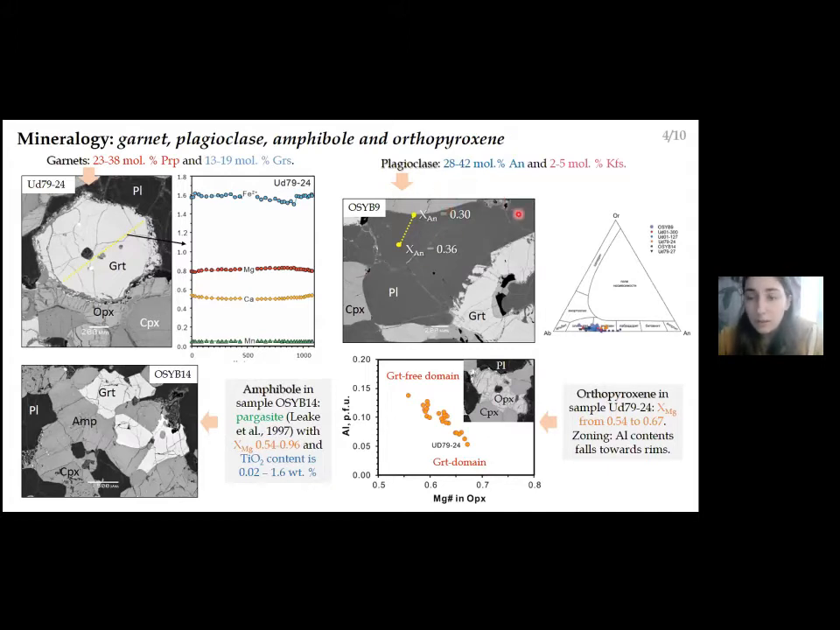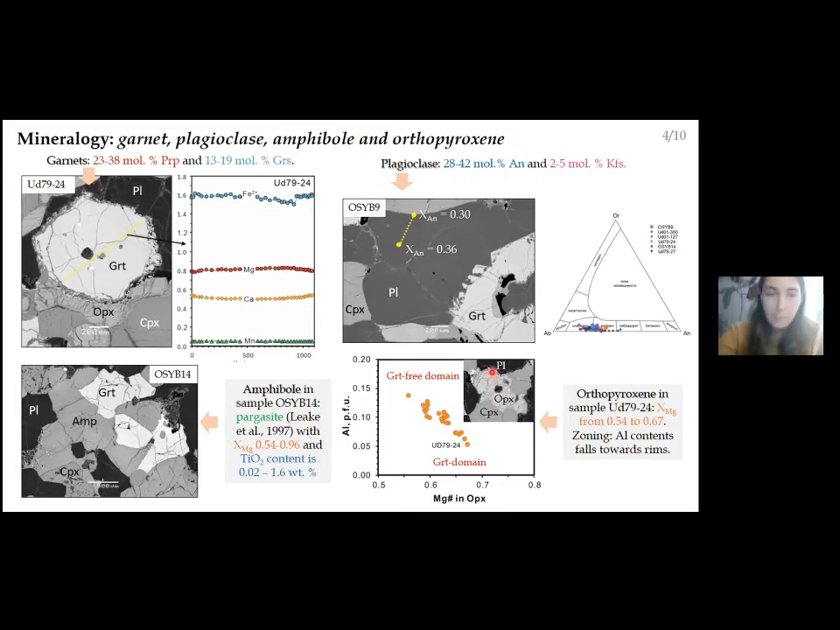Plagioclases are oligoclase or andesine with small amounts of alkali feldspar, and they show slight zonation too. Amphibole is measured only in this sample, and it's pargasite by the Leake classification. Orthopyroxene is measured only in one other sample, and it shows zoning with decreasing alumina content towards the rims.